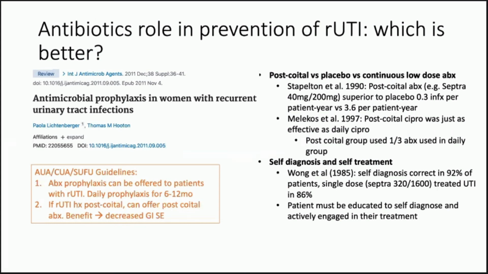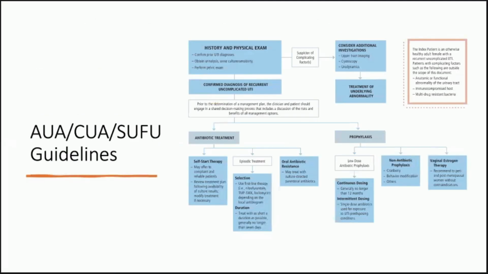So the guidelines say that antibiotic prophylaxis can be offered to patients with recurrent UTIs daily for 6 to 12 months. And if recurrent UTIs are really associated with post-sexual intercourse, then we can offer postcoital prophylaxis. The main benefit of doing that is decreased GI symptoms from the antibiotics. Now, I just want to show this flow chart in the guidelines that highlights what we've already discussed. It is obviously a resource that is readily available that we can refer to very easily in the clinic.